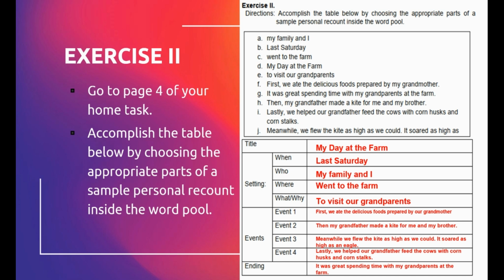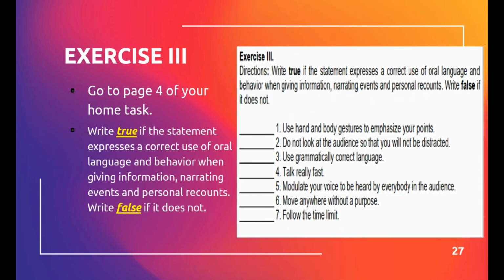Now let's answer exercise 3. Go to page 4 of your home task. Write true if the statement expresses the correct use of oral language and behavior when giving information, narrating events, and personal recounts. Write false if it does not. Let's take number 1. Use hand and body gestures to emphasize your points. The correct answer is true. Are you ready to answer the rest? Let's go!